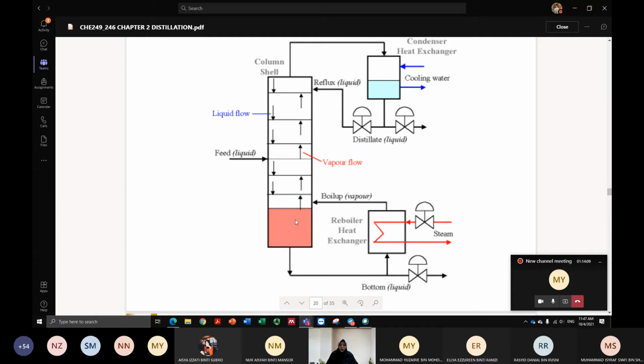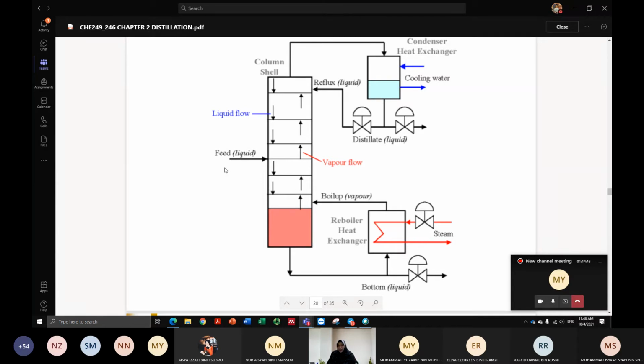So what do you need to do? You need to use whatever available equipment you have in front of you. You need to change some input parameters before you proceed. So what changes can you make? The only easy change you can make is to change the condition of the feed. That is one option.